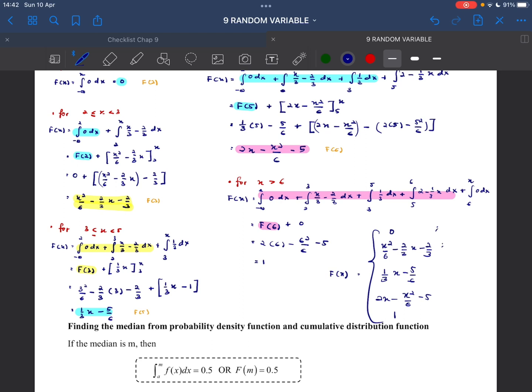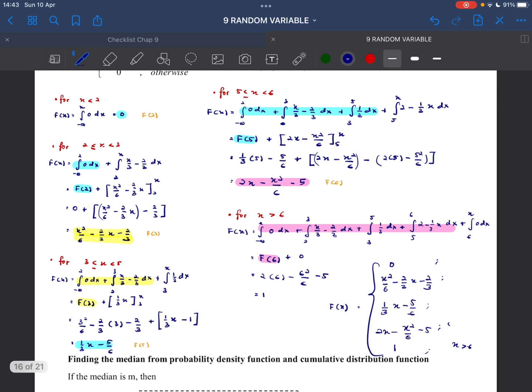And then we just put the range. So this one is for x greater than 6. Just follow what you have written here. And this one is for x between 5 and 6. This one is for x between 3 and 5. This one is for x between 2 and 3. And the last one is for x less than 2. So that is your cumulative distribution function.